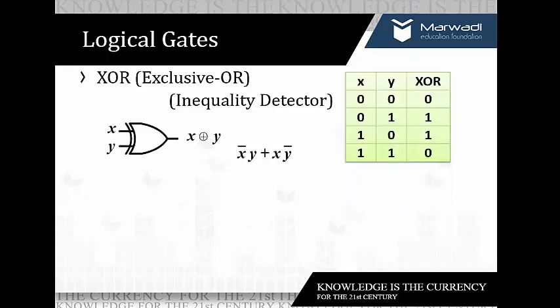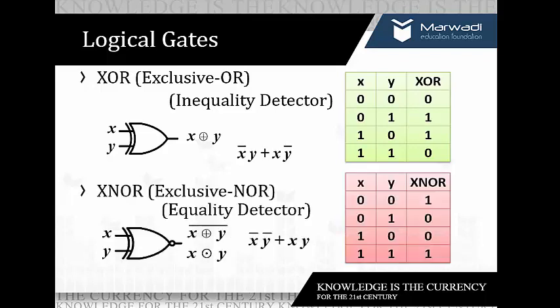Next gate is XOR gate. XOR is also termed as inequality detector, as the term inequality suggests. Whenever both the inputs are unequal, that is, either of the inputs is at logic low and the other is at logic high, the output of the gate would be high, else the output would be 0.